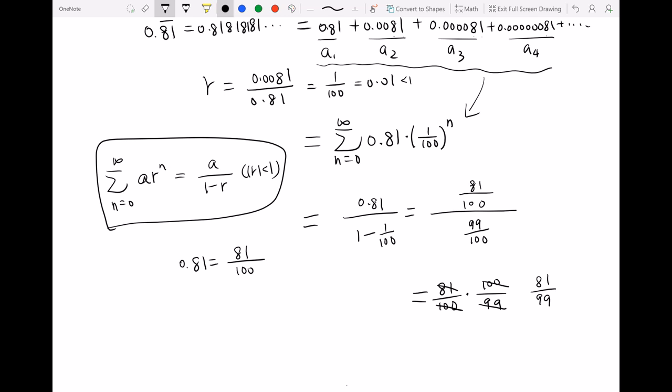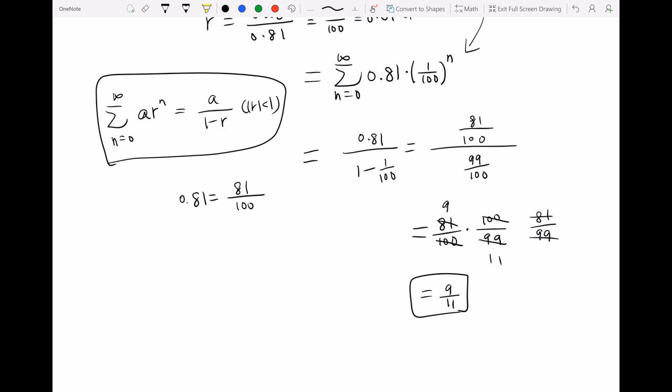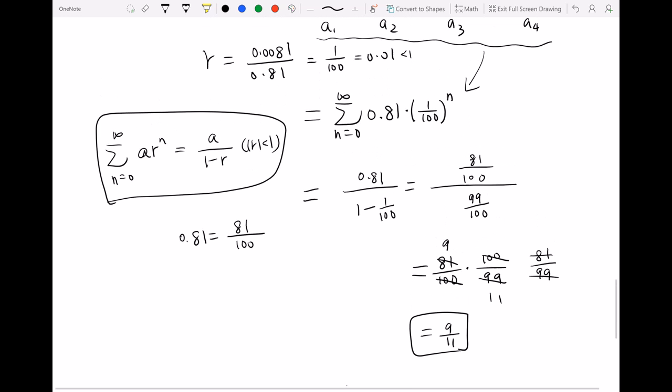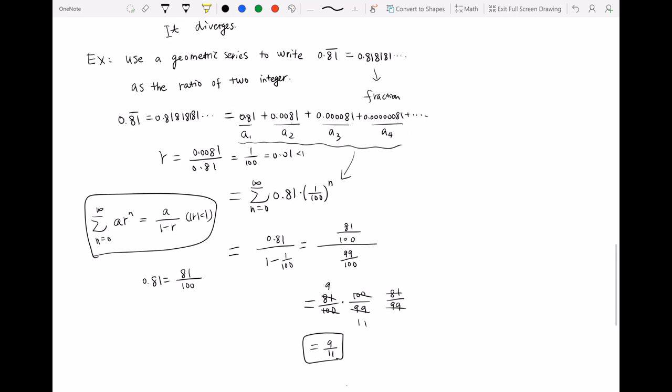So 81 divided by 9, you got 9. 99 divided by 9, you got 11. Perfect. So your answer is going to be 9 over 11. Okay. Thank you very much, Bella. You did a very good job. So 9 over 11 is the fraction which gives you 0.818181.